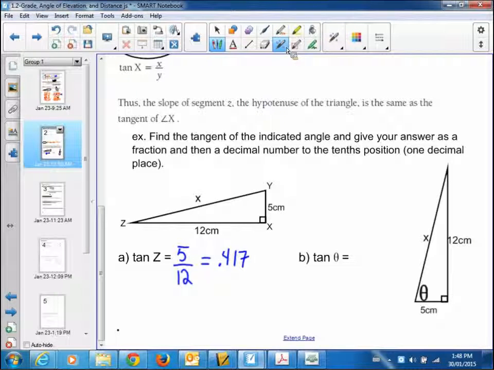Oh, I set it to 1 decimal place. That was my own mistake here. I should just have 0.4.